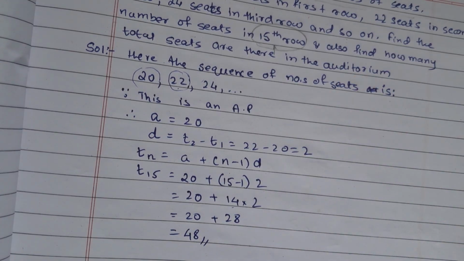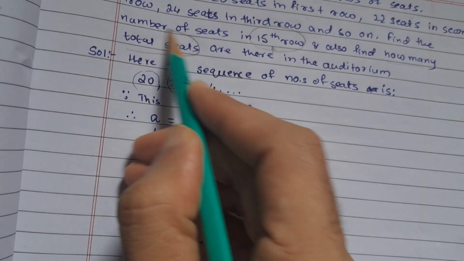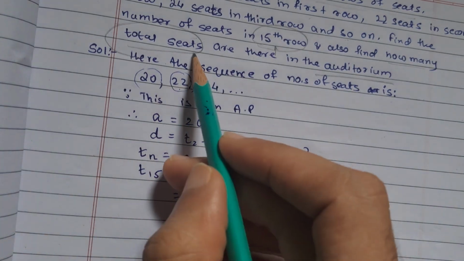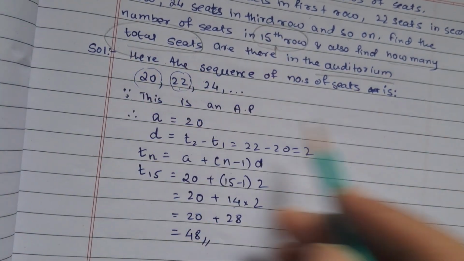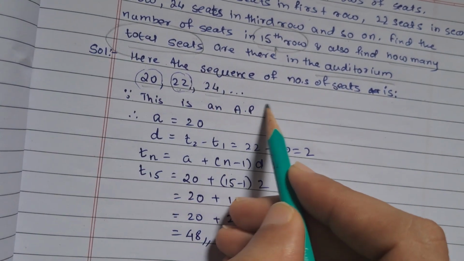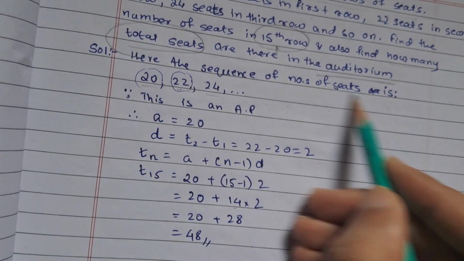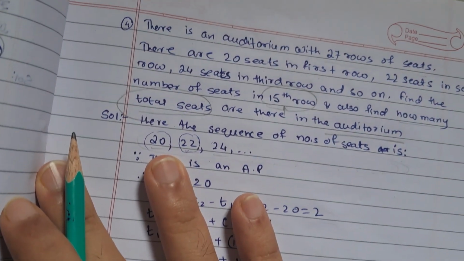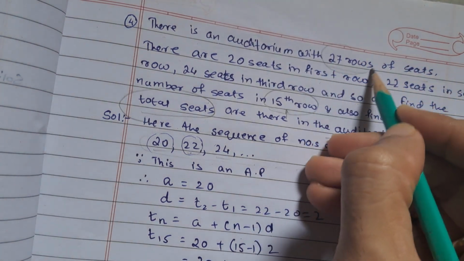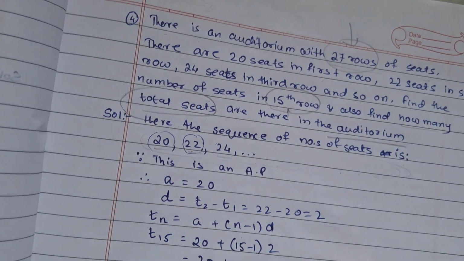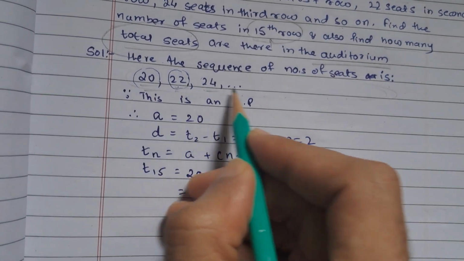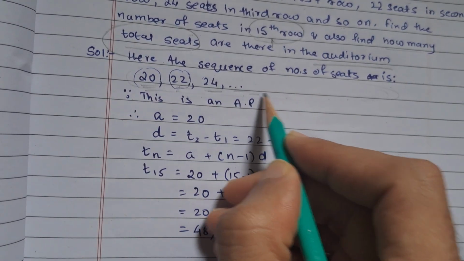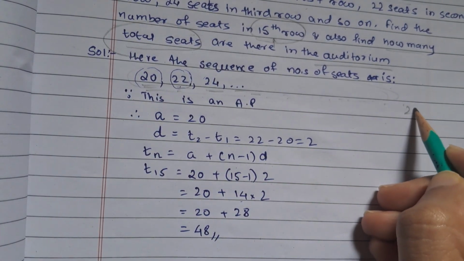And they also ask us to find how many total seats are there in this auditorium. Total seats means what? The total number of seats, right? Like 1, 2, 3, 4, and how many rows are there? All the rows' total number of seats. By the way, how many rows are there? Is there any hint for that? Yes, they are saying there are 27 rows. 27 rows means there will be 27 such numbers. First row, second row, third row, fourth row, and there will be 27 such numbers.